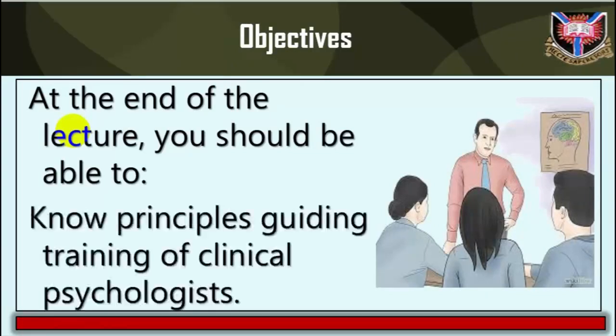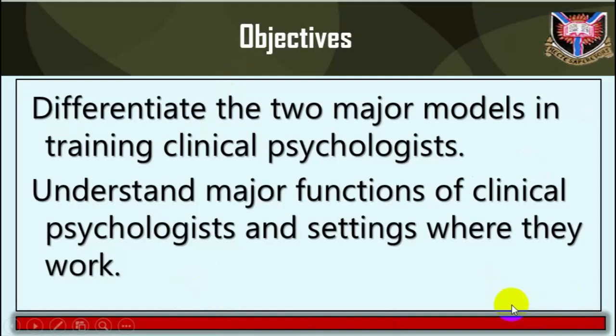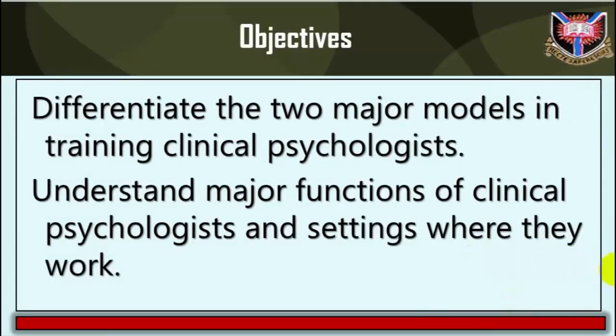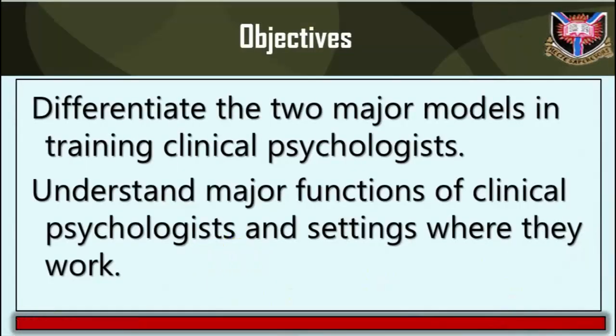1. Know principles guiding training of clinical psychologists. 2. Differentiate two major models in training clinical psychologists. 3. Understand major functions of clinical psychologists and setting where they work. Pretest: 1. Explain the experimental approach in clinical psychology. 2. How can you describe the training of clinical psychologists as a profession?